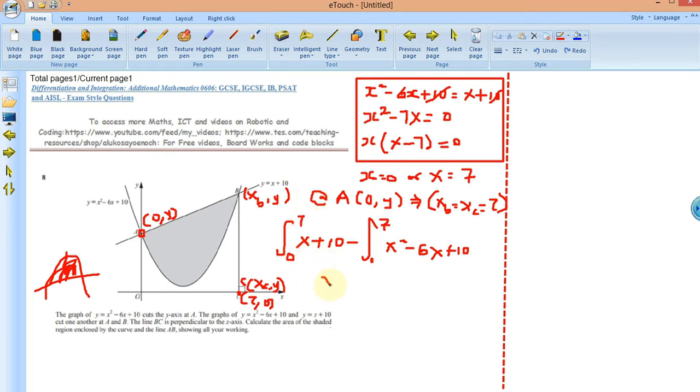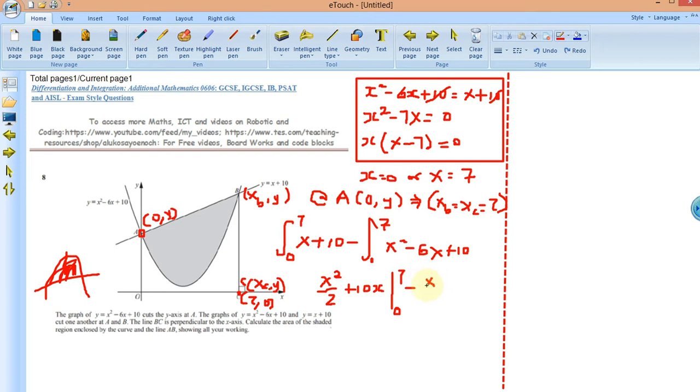If you integrate this one, you are going to get x raised power 2 over 2 plus 10x. Hope you know how to integrate, guys. Before you can do application, you should know how to integrate. So then you take the limit from 0 to 7, then minus, go ahead and integrate this one.